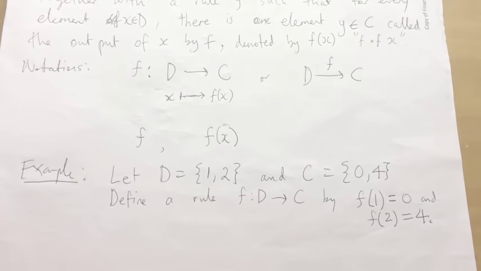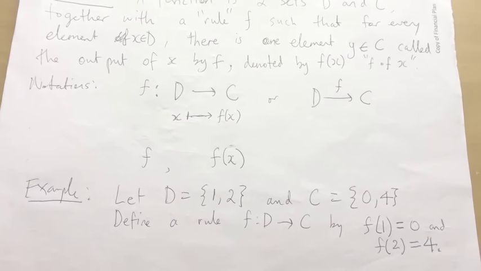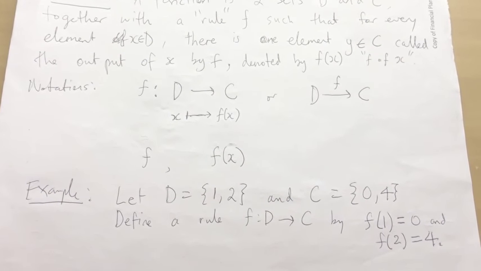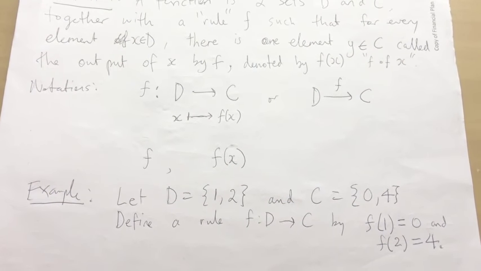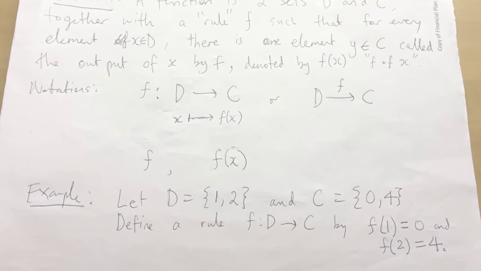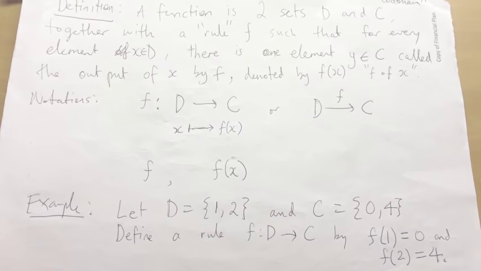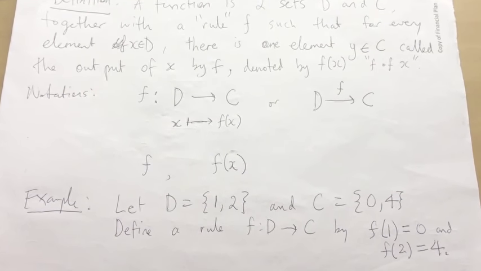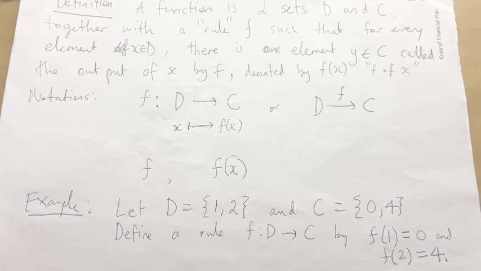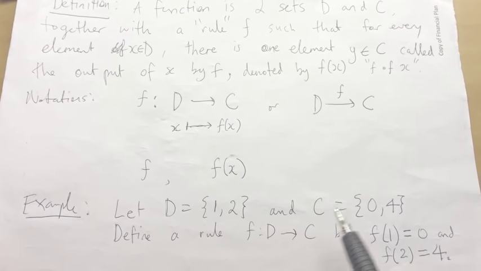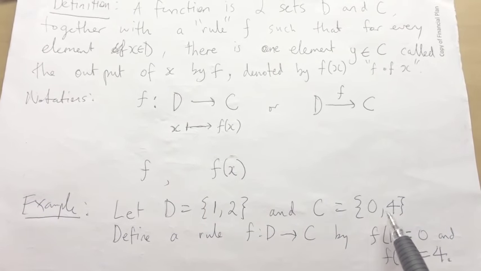Okay, so this is a very simple function. And let's just check that it defines a function. Okay, so what does it mean to define a function? Well, we have two sets and a rule. Okay, so we have a set, that's a set of 1 and 2. So that's another set consisting of 0 and 4.